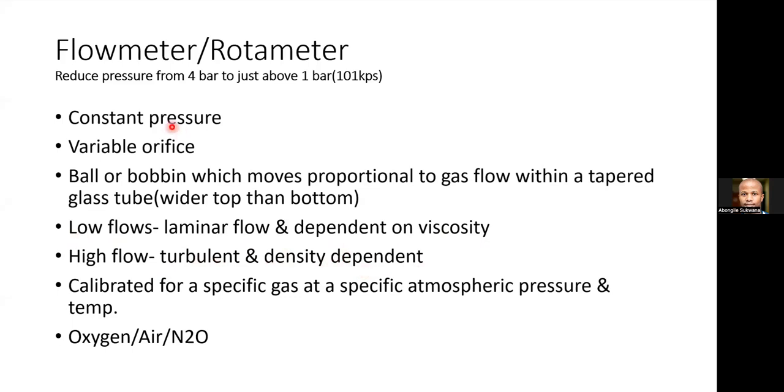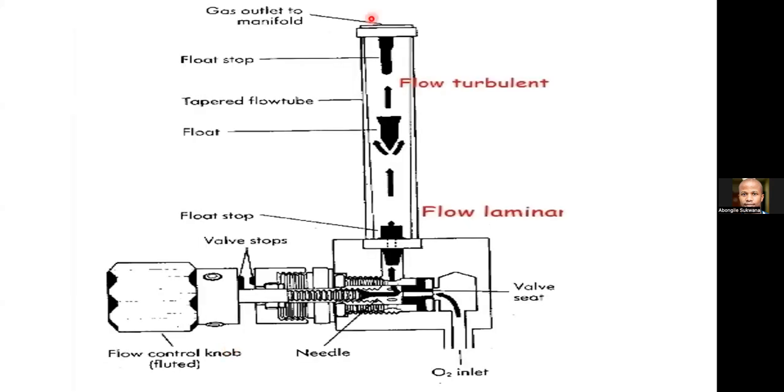And these rotameters or flow meters are calibrated for a specific gas at a specific atmospheric pressure and temperature. So at sea level, they are calibrated differently than at higher altitudes. So just keep that in mind. And you've got flow meters for oxygen, air, and nitrous oxide. So remember we said it's a tapered tube. As you can see, it tapers off. The inside lines, can you see they are tapered? At the top, they are wider. At the bottom, they are narrower.